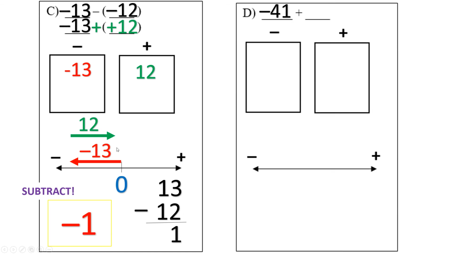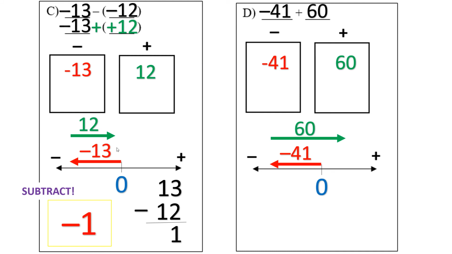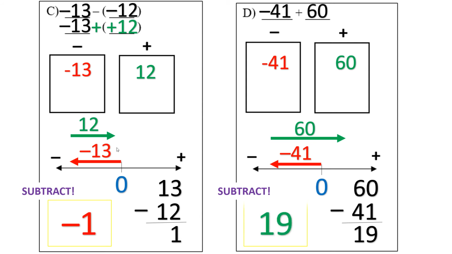For D, we have negative 41 and positive 60. Please pause the video and try this one. So it's a negative 41 and a positive 60. They are going different directions, left and then right, and we are subtracting. And because we have more positives, which is the 60, this will be a positive 19.